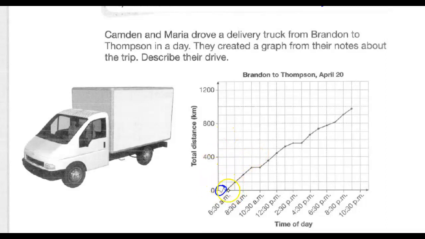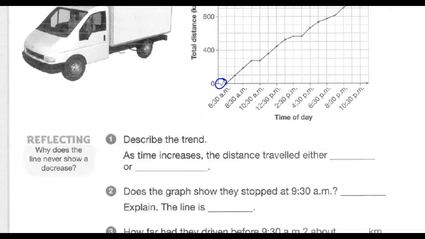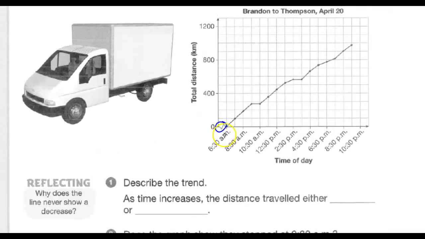Total distance traveled is vertical, okay, and each two grid markings is 2 hours. So each grid marking is an hour, and it's starting at 6:30 a.m. You could use 24-hour time, and then you wouldn't need those units of AM, PM, but they didn't.